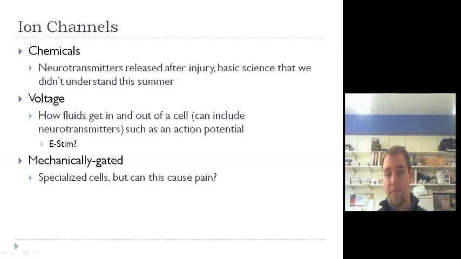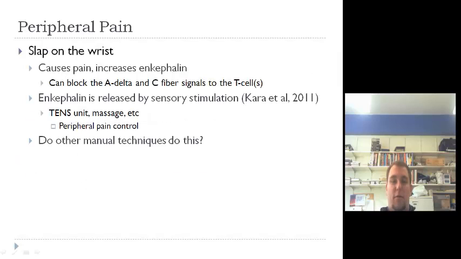So I hope these ion channels make sense. I definitely learned about these in anatomy and physiology. You just kind of forget about them because it's been so long. You don't really think about it. So back to the slap on the wrist example. Peripheral pain. So slap on the wrist causes pain.